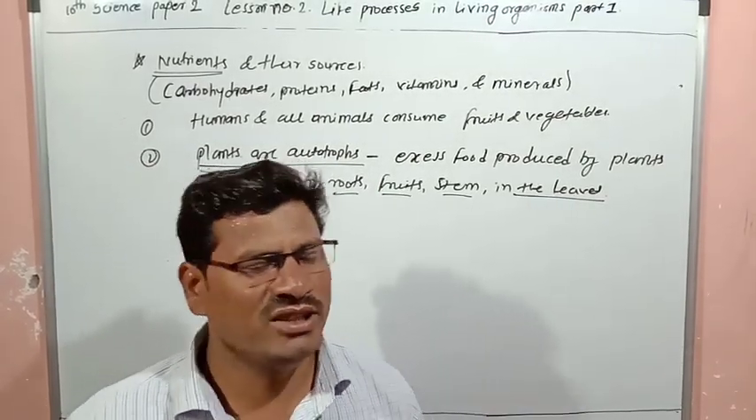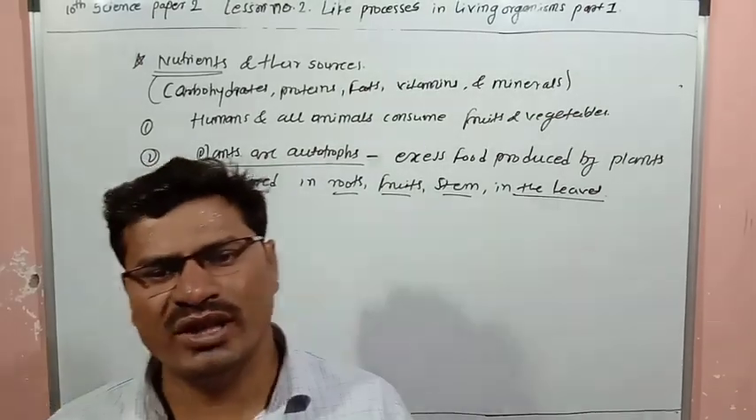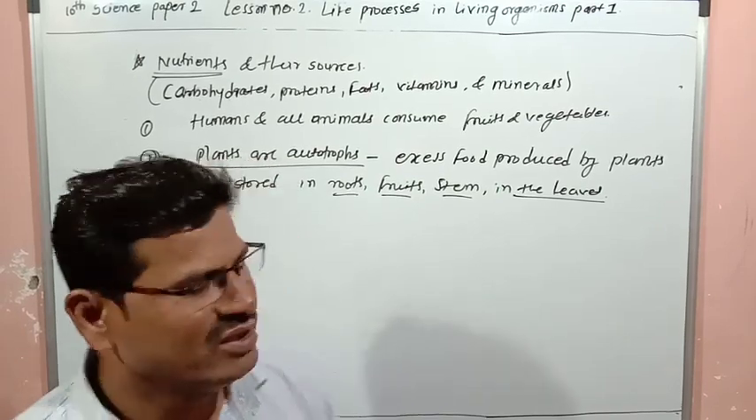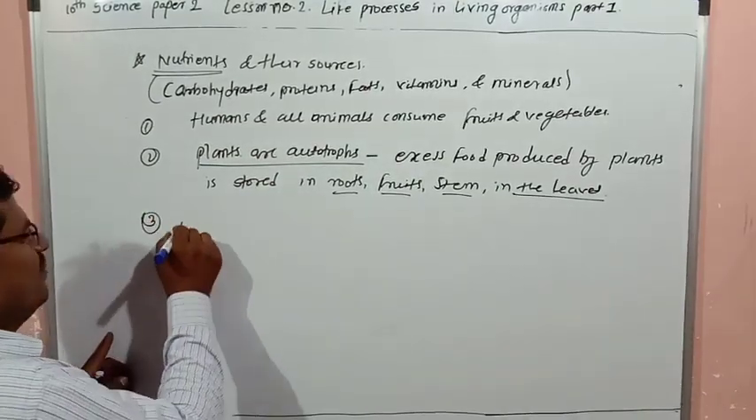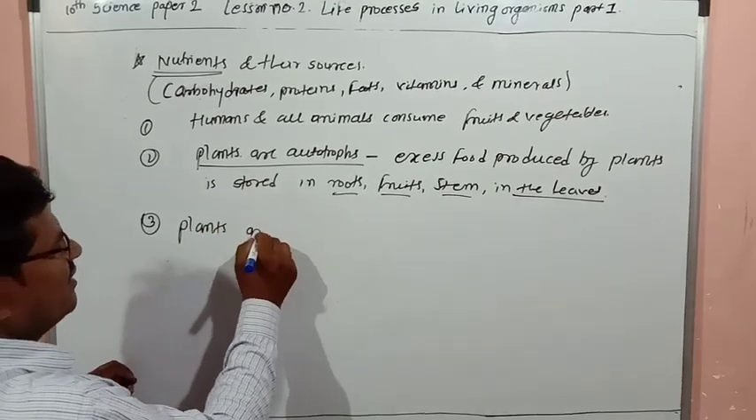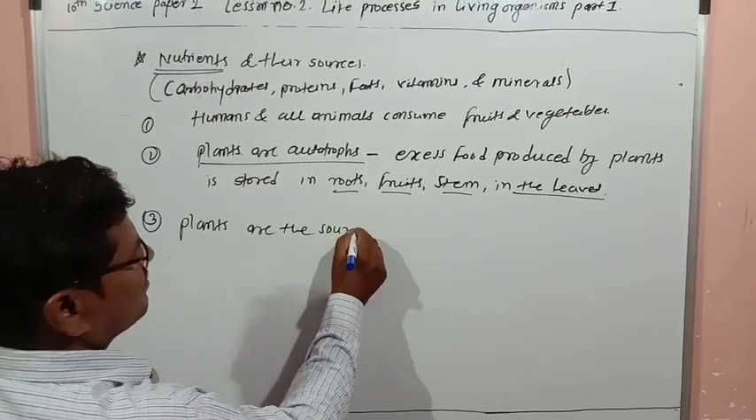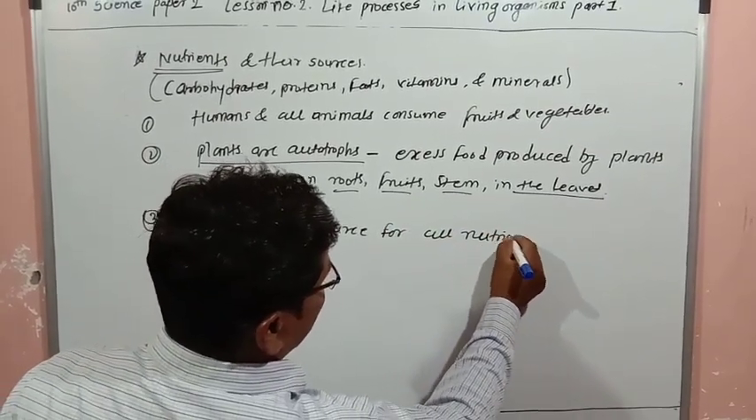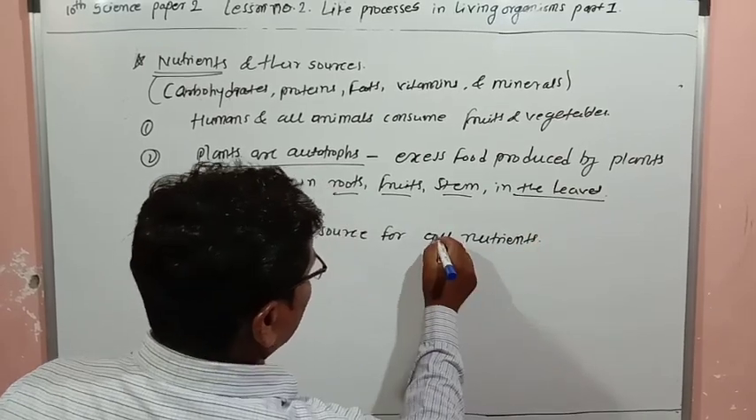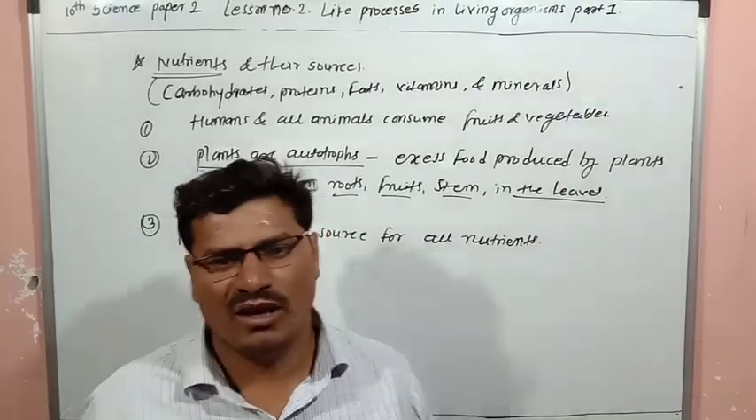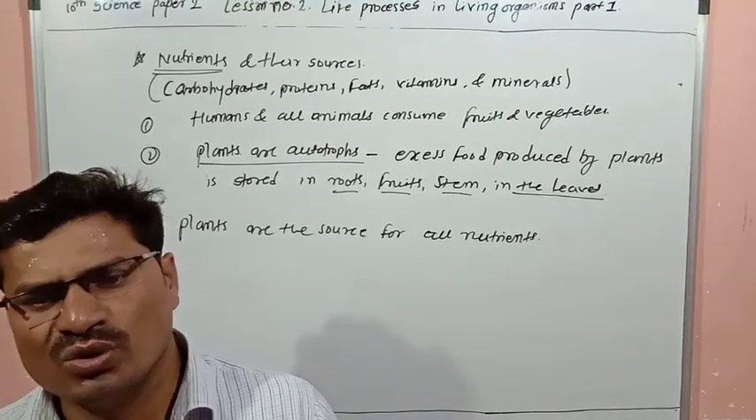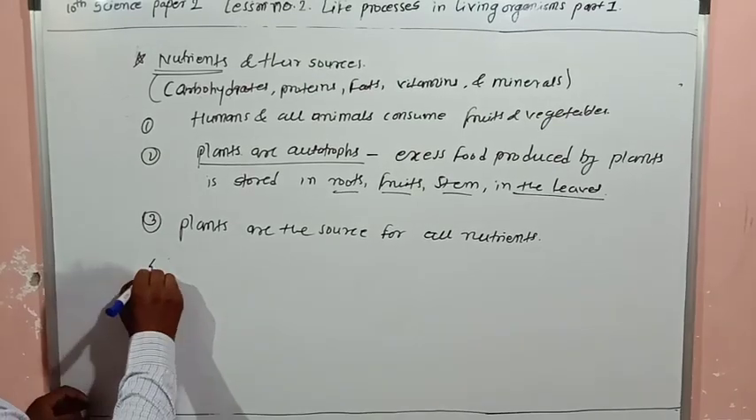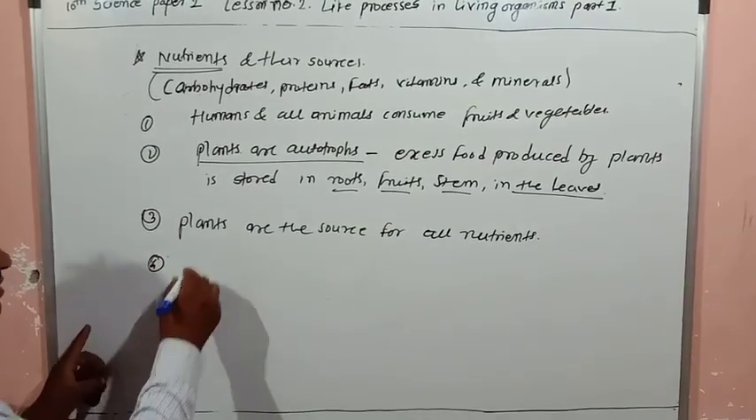Next, we are getting nutrients, carbohydrates, proteins, fats, and vitamins from the plants. So what you can say is, plants are the main source for all nutrients. After this, the next thing is which are the nutrients and which are their sources. The fourth point is in that.